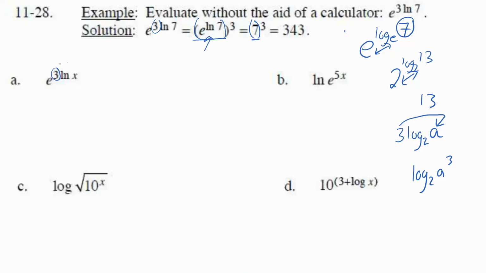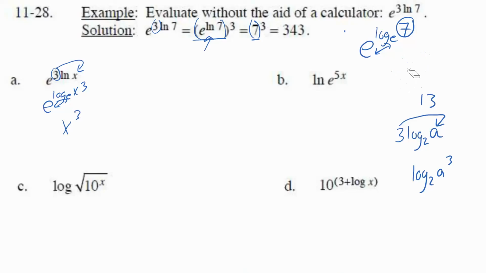Our first one is almost the exact same. This 3 can come here. So I've got e to the log base e of x cubed. Because these match, the x cubed just comes down. Let's take a look at the next one.